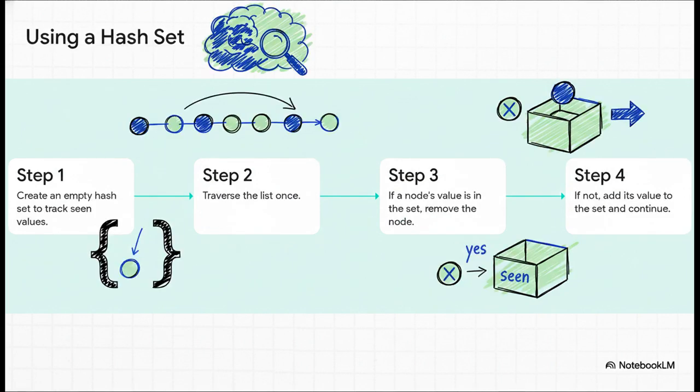Now for a much more slick approach. Instead of scanning the list over and over again, we can use a hash set, which kind of acts like a short-term memory. We just walk the list one single time. For each node we visit, we ask our hash set, hey, have I seen this value before? If the answer is yes, we know it's a duplicate and we remove the node. If the answer is no, we just add the value to our memory and keep on moving.